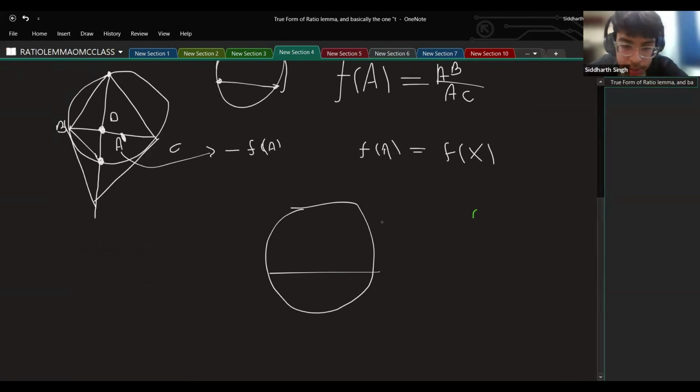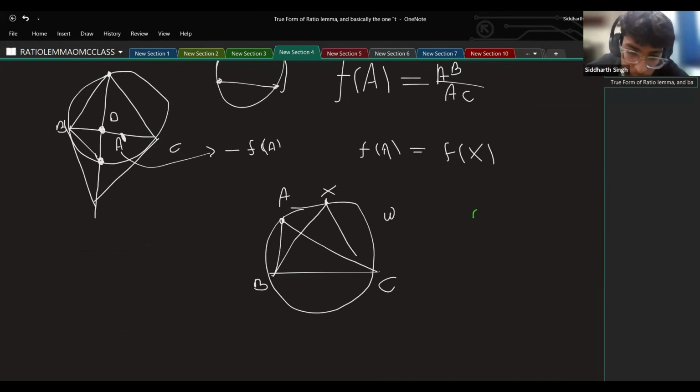Consider any random circle omega and consider B and C. Consider any random point A and another point x. It is not possible that AB by AC is equal to BX by XC along this arc, which is why we are using the positive convention for these to be equal.